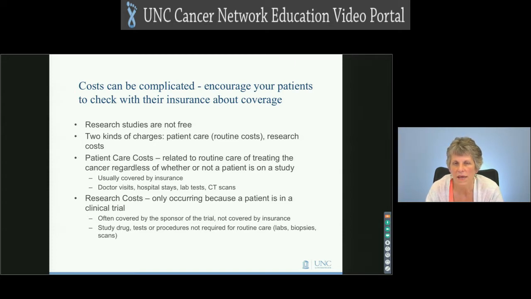So they have to be really clear on the cost. And it says in our consent, it tells them that they're responsible for the routine costs, and this still trips them up. So it's one of those conversations that never hurts to repeat, and make sure that your patients are clear on this. If they ask any questions about this, encourage them to speak to their insurance and to call their study coordinator so that they can be clear on the cost.